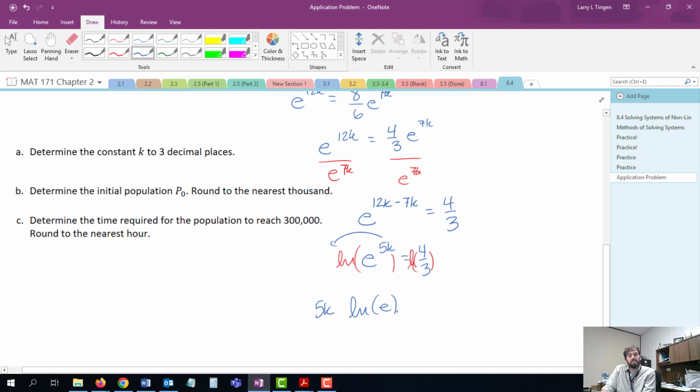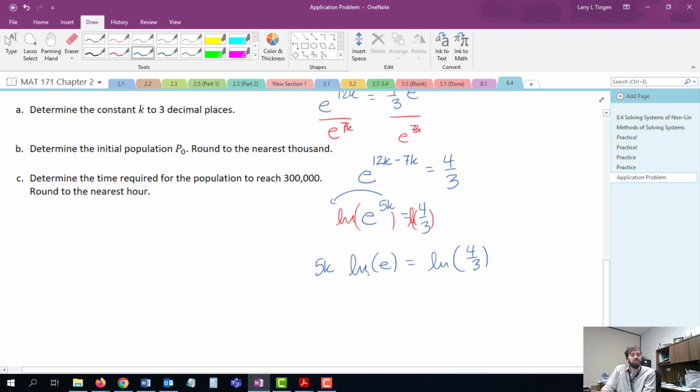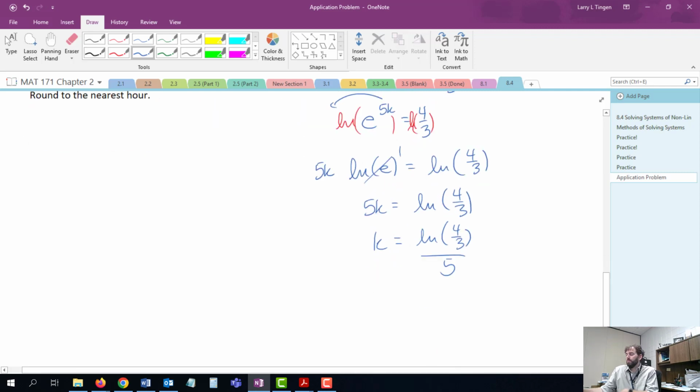And then this is left as the natural log of e is equal to... I took the natural log of one side, I have to do it to the other side as well. What is the natural log of e? That's just 1. So I have 5k is equal to the natural log of 4/3. I want k by itself, so divide both sides by 5. Do not plug in natural log of 4/3, round it, and then divide it by 5. Do this all in one step.